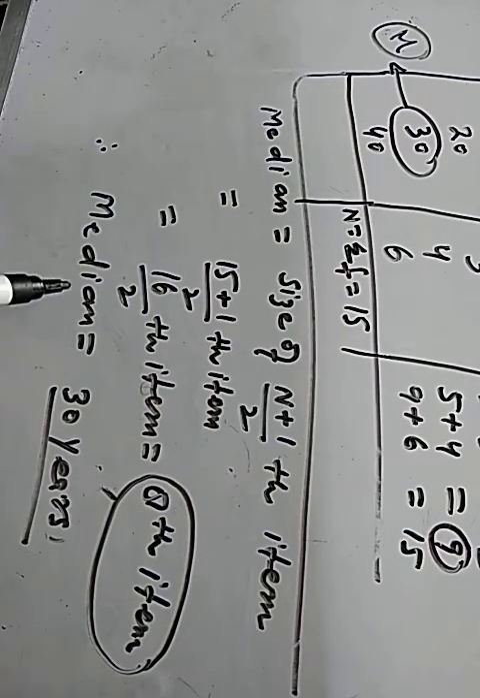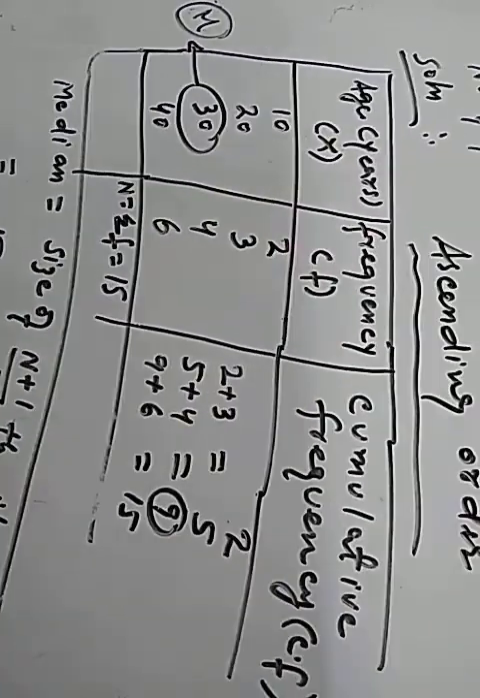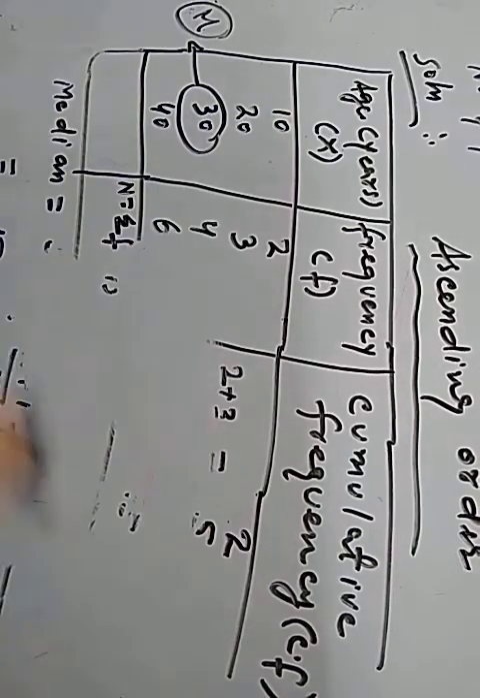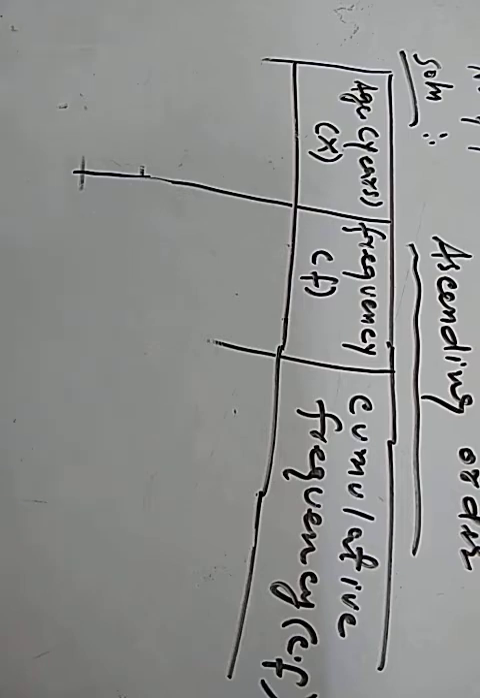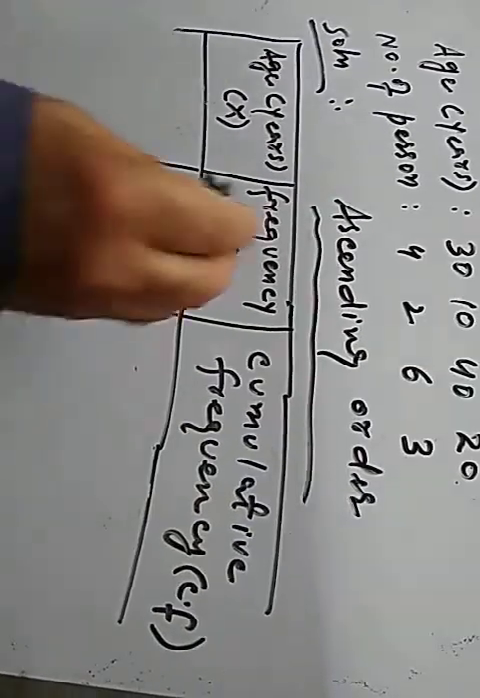Now remember that in case of ascending order, we have calculated the value of median equal to 30 years. Now when we show the same data, same information in descending order, we will get the same value of median equal to 30 years. Now we will show it in the form of descending order.